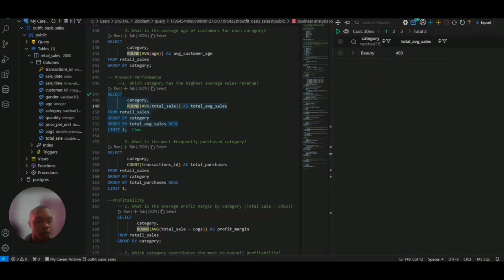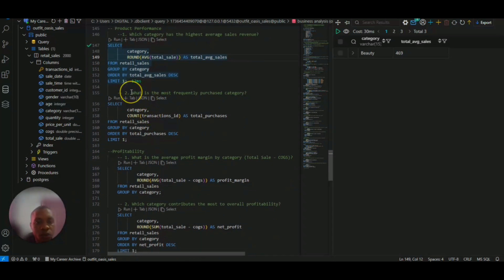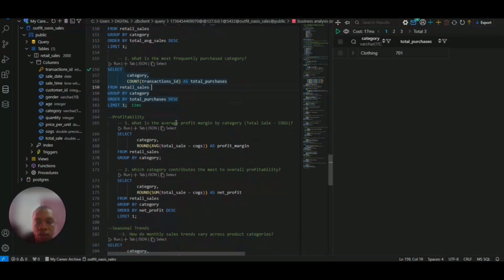All right, the next one, which is number two under product performance, is what is the most frequently purchased category? I think marketing is interested in this. This is the most purchased category, clothing. So this means that clothing is the category that our customers are buying from the most. They can do more marketing in this area or focus more on other areas that are doing less.